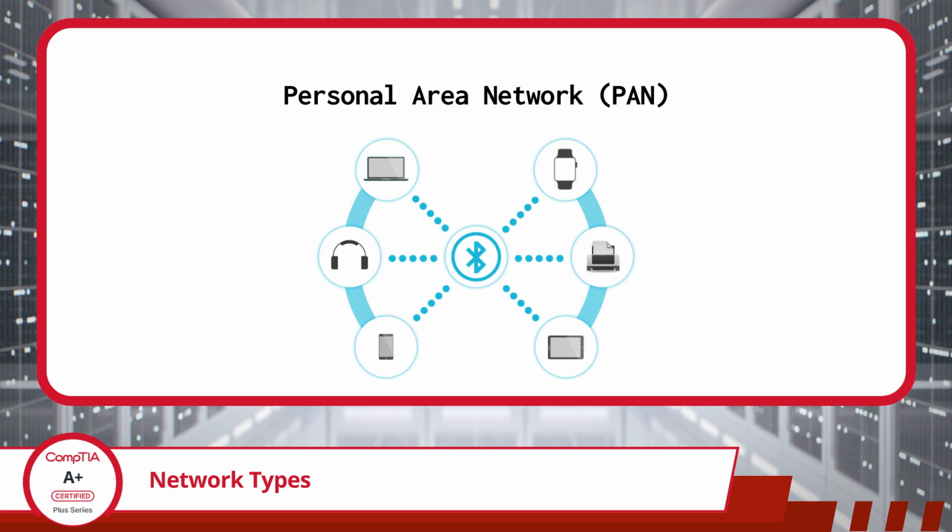Network types. Networks of different sizes can be categorized in different ways based on their coverage and scale. In this video segment, we will cover the most common network types, starting with a PAN, or Personal Area Network. A PAN is the smallest of the network types we will cover. It's designed for individual use within a range of a few meters. Imagine the wireless connectivity between your smartphone, your Bluetooth headset, and your smartwatch. That's a perfect example of a PAN. It's primarily used for personal devices to connect and communicate over short distances, often using wireless technologies like Bluetooth.